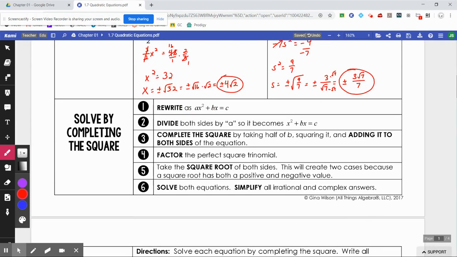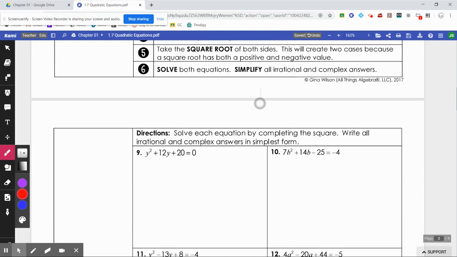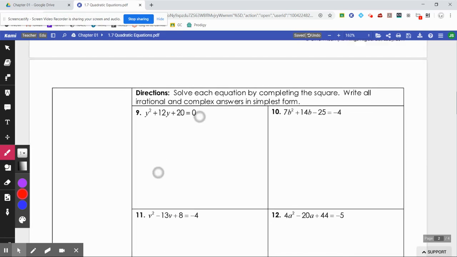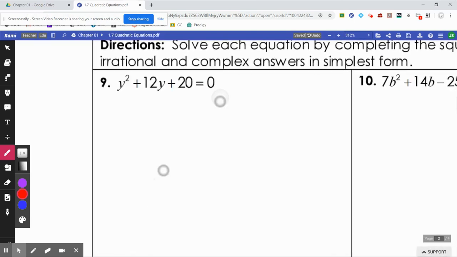Okay, next step, let's solve by completing the square. And again, the way that I complete the square might be a little bit different from these steps. You can look at them if you'd like, but let's just jump into the problems because, again, sometimes I work my completing the squares a little bit different.